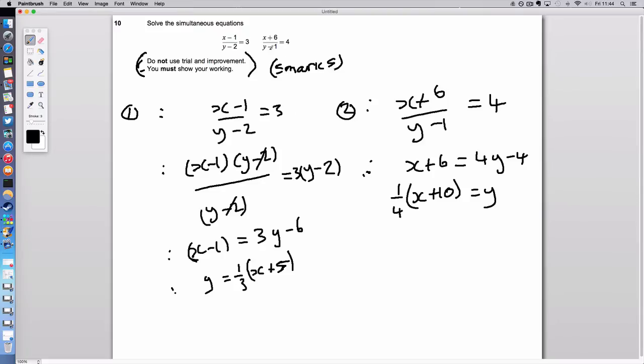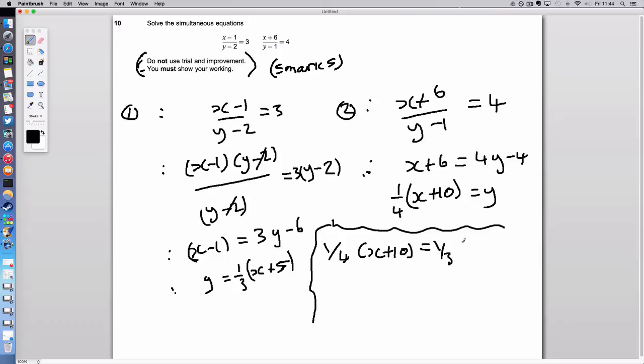When we were looking at the previous question where we were dealing with a line and a quadratic, we needed to find out when they are both equal on the graph, in other words when they both intersect. So by doing that, we have them both in terms of y. I'm going to use the method of substitution, or in fact just making them equal would be the better term. So a quarter of (x plus 10) is equal to a third times (x plus 5), like so.